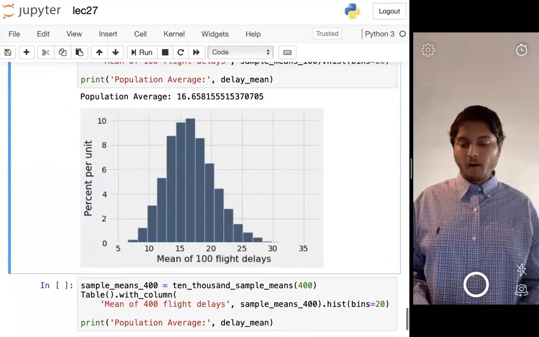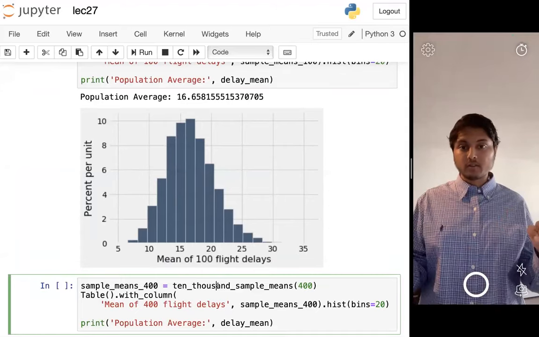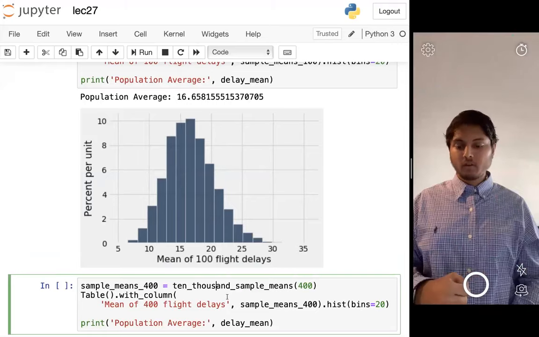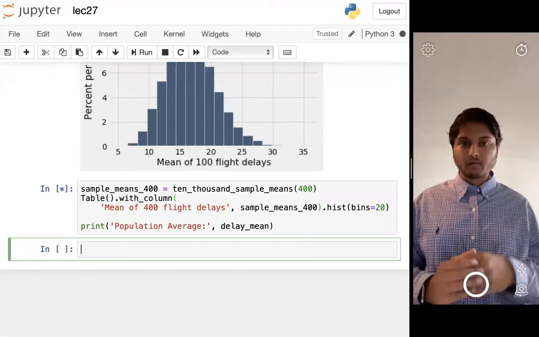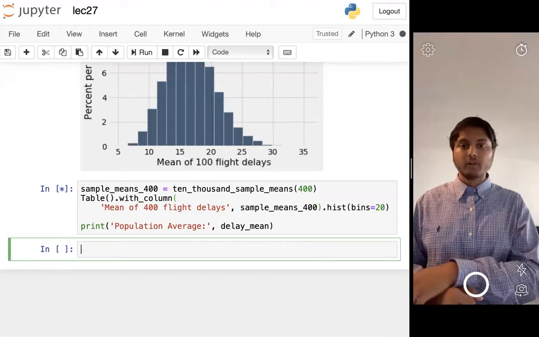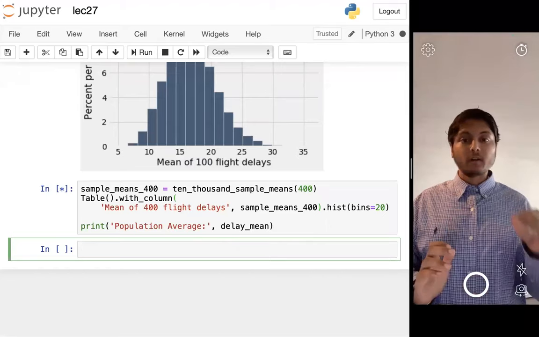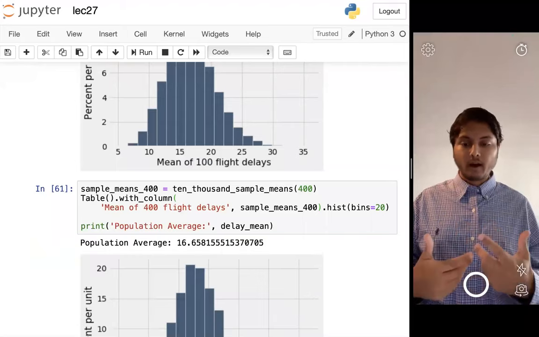Now let's try the same thing, but with 400. We're going to do 10,000 simulations again, but this time we're going to sample 400 flights in each simulation. Let's see what happens. This takes a little bit longer because we're doing 400 flights in each simulation. But again, we're going to visualize what the estimate looks like when you have 400 flights in a sample, and see how that varies.